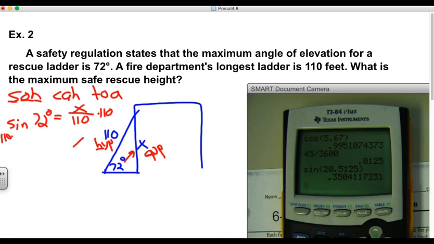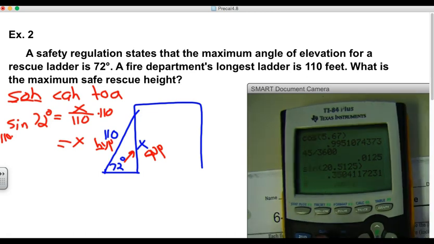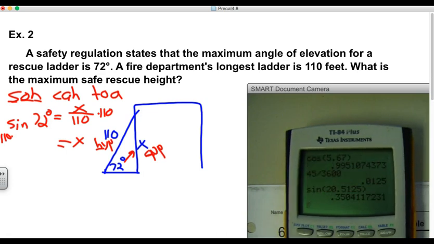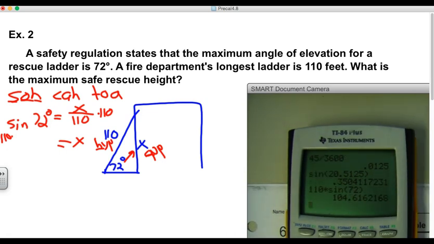So over on the right, we get X equals, and we type in our calculator 110 times sine of 72. Again, make sure that mode is in degrees. If mode's not degrees, you need to change it. So we're going to hit 110 times sine of 72, and our answer is 104.6. So our maximum height is 104.6 feet.